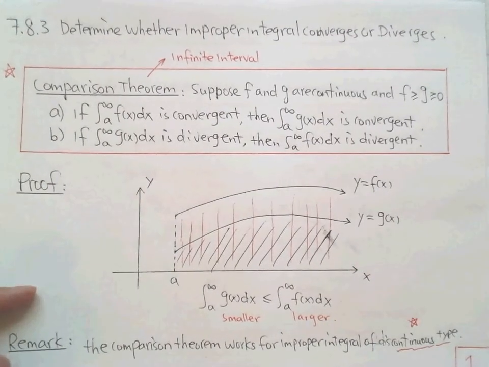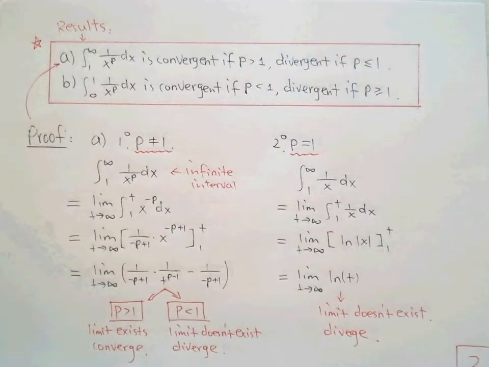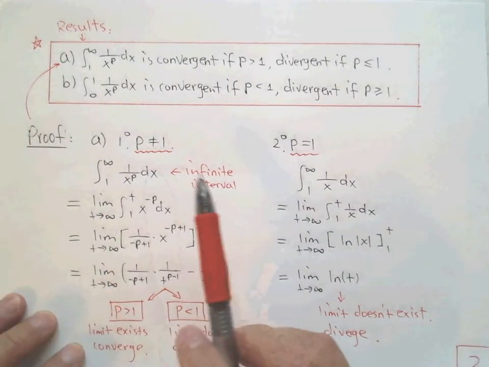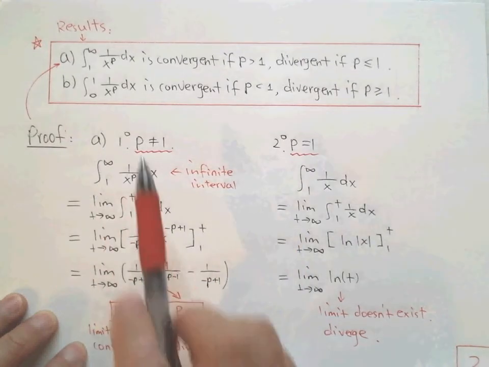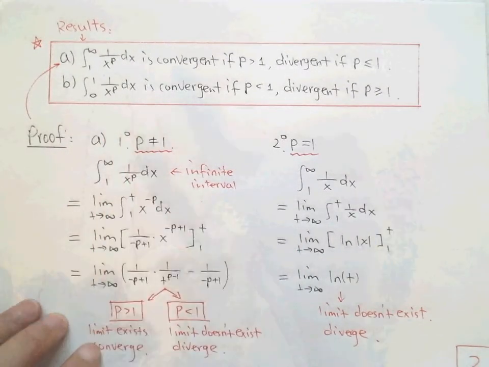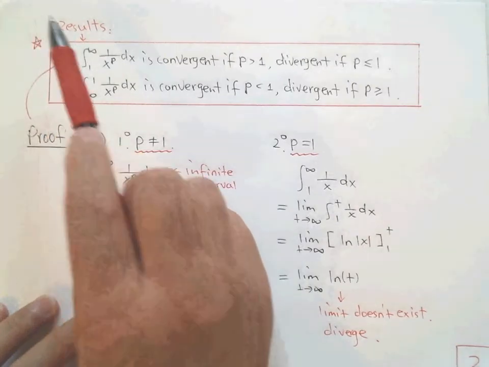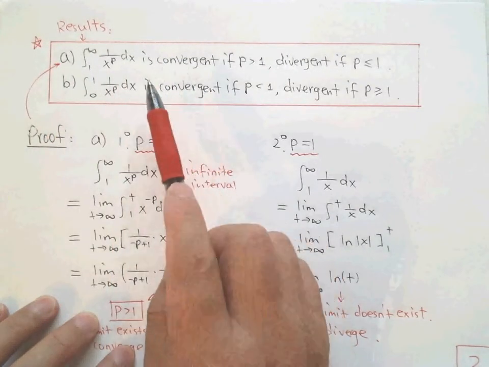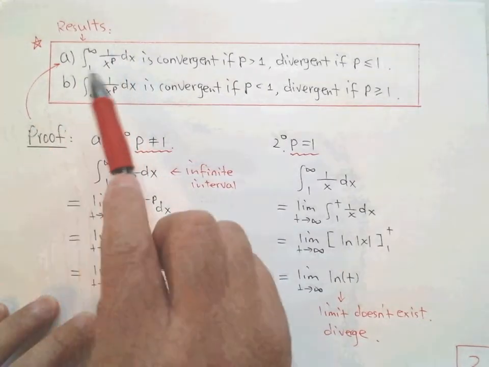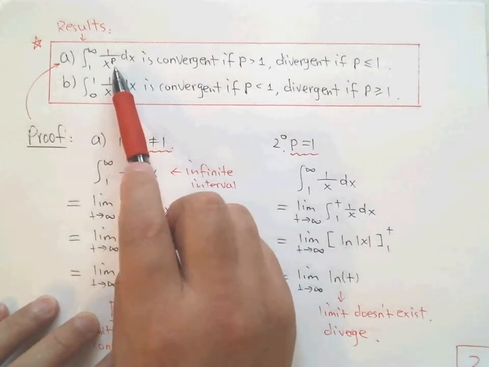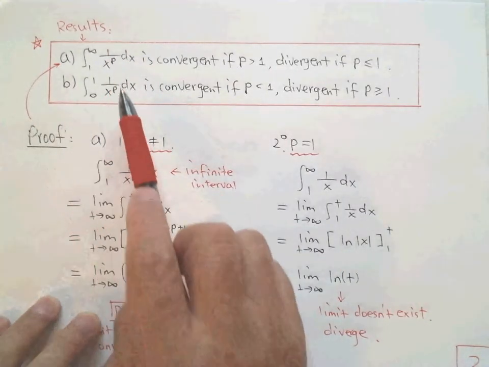We have a few examples to show you how to do this. But before we go to the comparison, compare to which one? Here is the most important result. In the examples we compare to this very special integrand function. This is a power function, but even the power function is not always convergent.